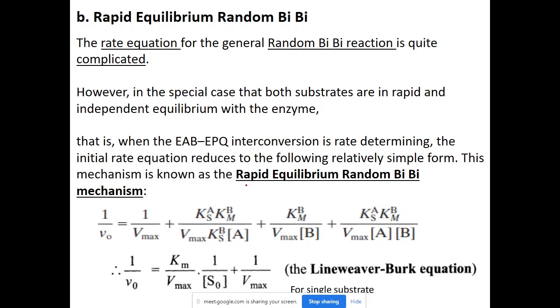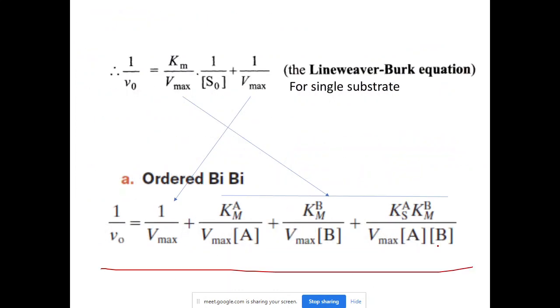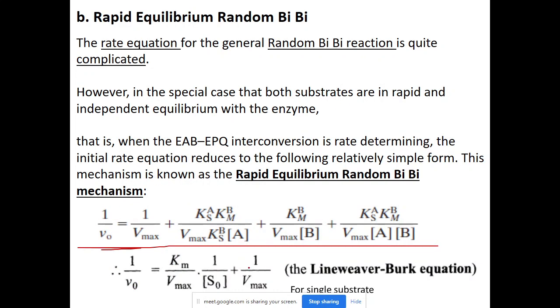Now, what is it for random? Random bi-bi reaction. This is the equation. So the 1 by V0, and you can go through this. This is for the random. Remember, this is for the ordered and this is for the random equation.